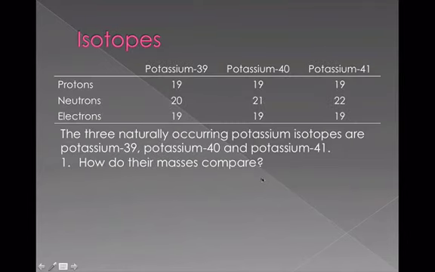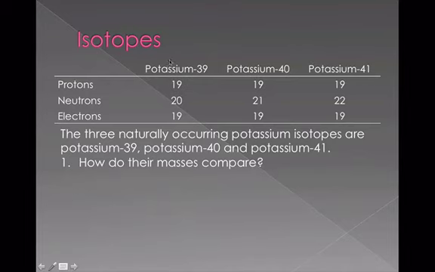Okay, so we have examples here of potassium-39, potassium-40, and potassium-41. I know that they're isotopes because they're all potassium and they all have the same number of protons. What's different though are the neutrons. This one has 20, 21, and then 22. So how do their masses compare? Well, they differ by 1 neutron. And then we also can talk about which of these must occur the most often.